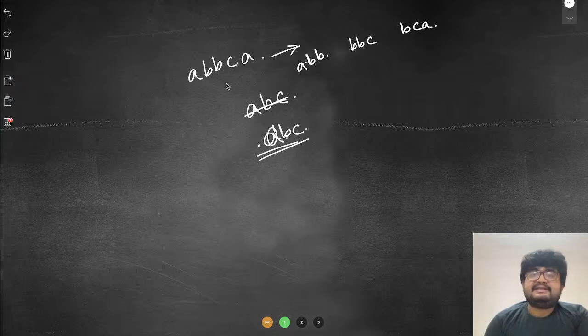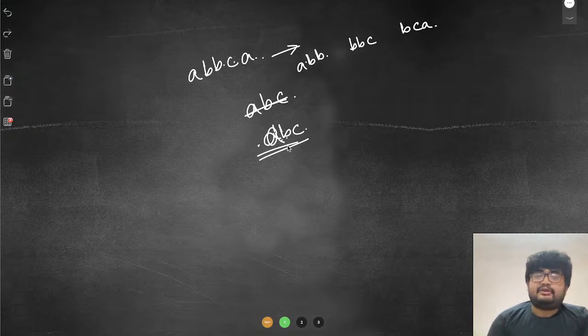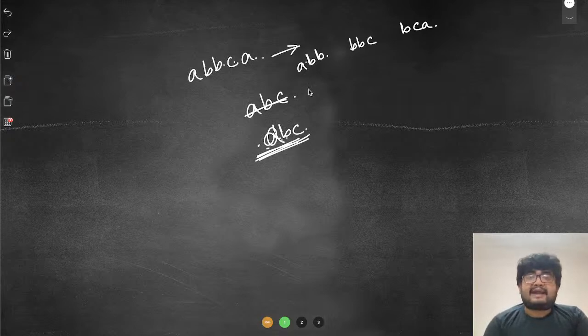These are the three: ABB, BBC, BCA. These are the three substrings of the same length as ABC. So you will compare ABC with each of them. Now there is one thing that's given to you, that you can rearrange the characters of ABC. That means you do not have to compare them like this, that A matching, BB matching. You can rearrange them, right?